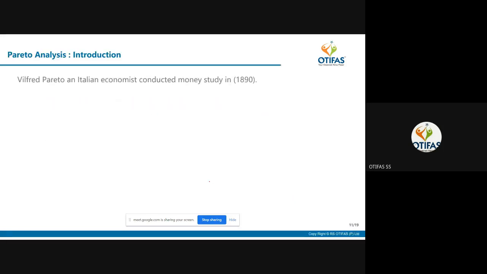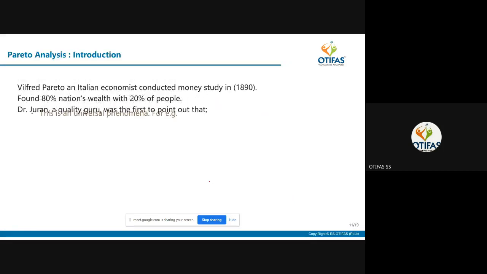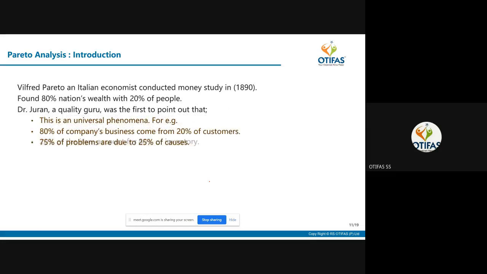Now, Pareto analysis. Pareto also, you all know what is Pareto. Just let me give you the history of Pareto. It was first done by Vilfredo Pareto. Now, in the 1890s, Pareto conducted a study of the nation's wealth in Italy. Now, he found that 80% of the nation's wealth is with 20% of the people.